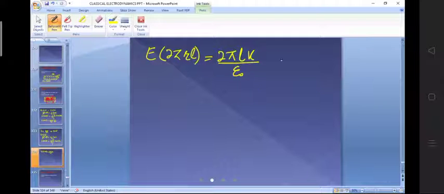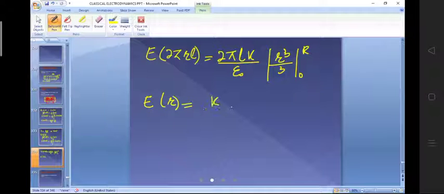Then the integration of r square is obviously equal to r cubed divided by 3, and the limits of integration are from 0 to capital R. So this will in turn be equal to E multiplied by this; 2 pi L will cancel with 2 pi L. So what remains here? R, and here it will be equal to K divided by epsilon naught, divided by 3 epsilon naught, and here it's R cube.